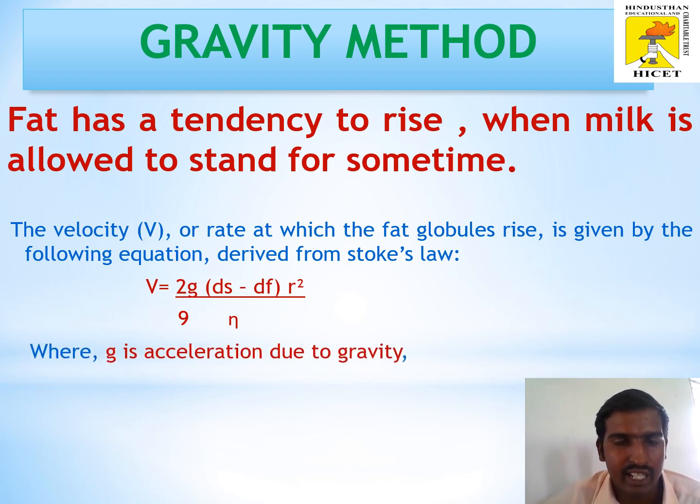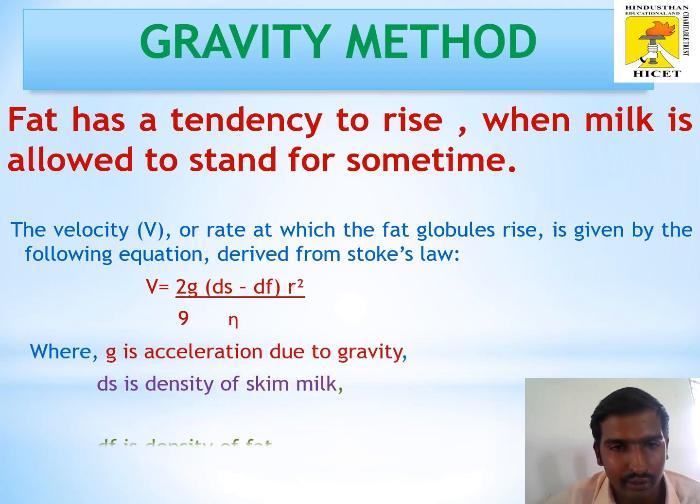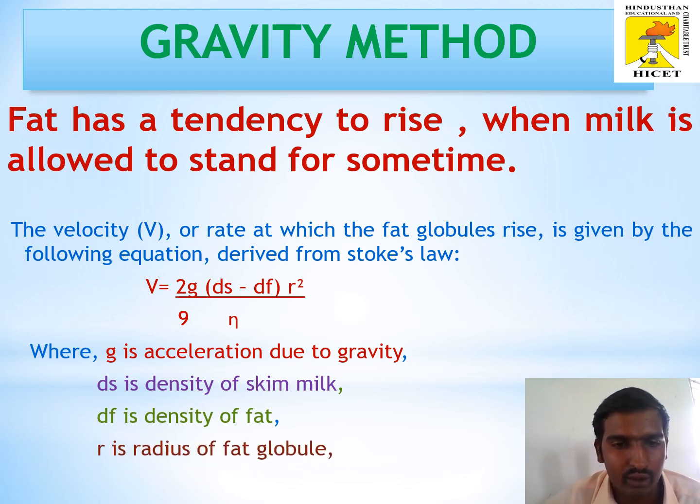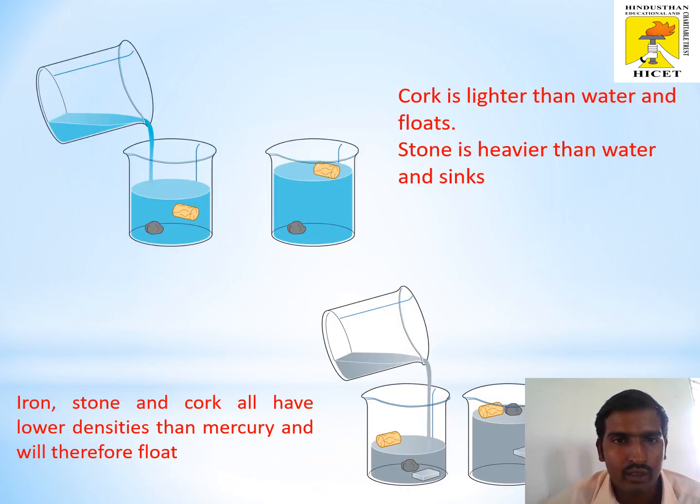So the equation is V equals 2 into acceleration due to gravity into (density of the skim milk minus density of the fat) into the radius of the fat globule squared, divided by 9 into η, the viscosity of the skim milk. So this is an example.